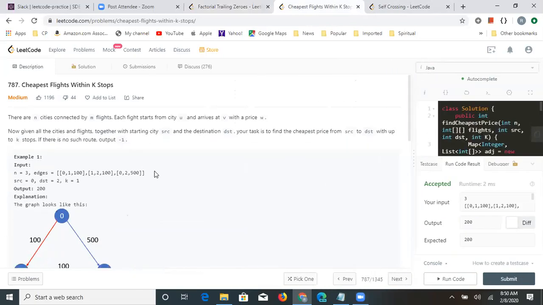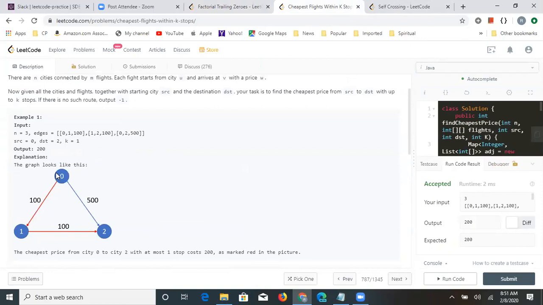Let's write this. So this question, medium, cheapest flight within K stops. You are given a number of nodes. You can call them cities, like this is the 0th city, this is the first city, this is the second city. The cost of traveling from 0 to 1 is 100. The cost of traveling from 1 to 2 is 100. And from 0 to 2, it is 500. You have to give the least price, if you are okay with having K number of stops in between.